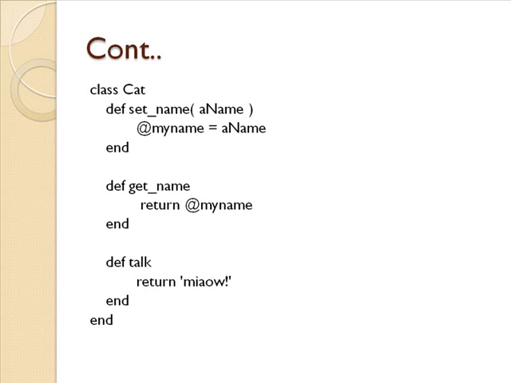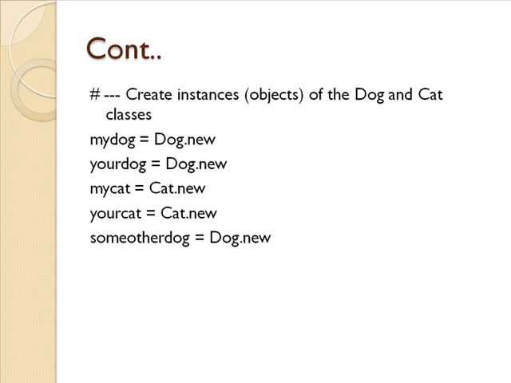Okay, let's go to the Cat class. Class Cat, def set_name(a_name), @my_name = a_name, end, and def get_name, return @my_name, and def talk, return meow, and end. Okay, let's create instance objects of the Dog and Cat classes. my_dog = Dog.new. your_dog = Dog.new. my_cat = Cat.new. your_cat = Cat.new. some_other_dog = Dog.new.